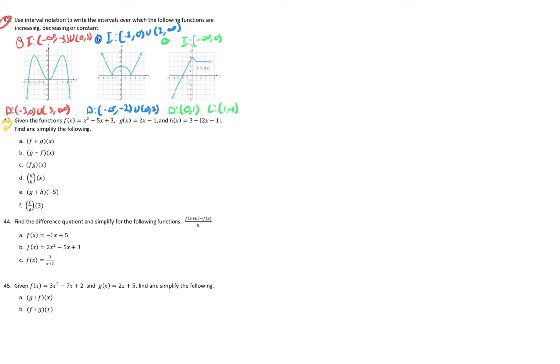Question 43. Given the functions f of x is equal to x squared minus 5x plus 3, and g of x is equal to 2x minus 1, and h of x is equal to 3 plus the absolute value of the quantity of 2x minus 1. Find and simplify the following.